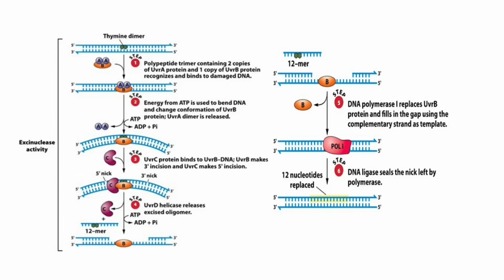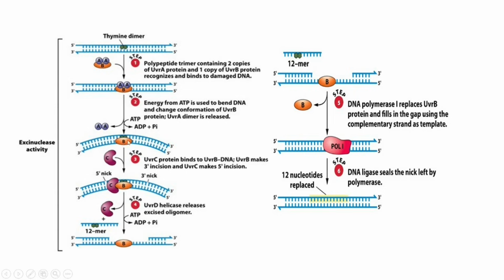Let us quickly revise what we have just seen. This is a double-stranded DNA which has formed a thymine dimer because it was exposed to UV radiation. Like I told you in the previous slide, the UvrA2B complex is formed. It binds to the DNA, scans it, and wherever it comes across a pyrimidine dimer, it stops there. Energy from ATP is used to bend the DNA and change the conformation of the UvrB protein, and as a result of the ATP hydrolysis, the UvrA dimer is released.